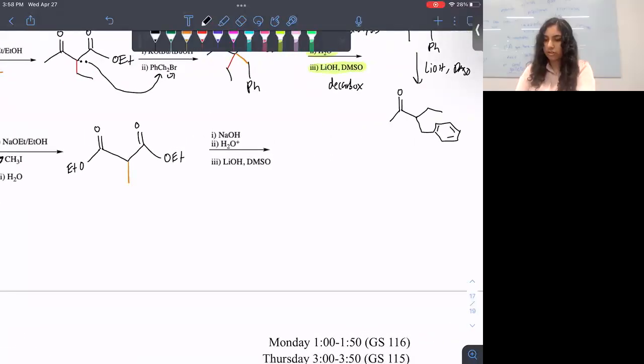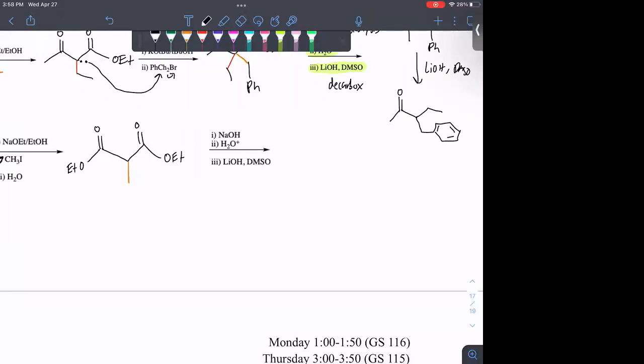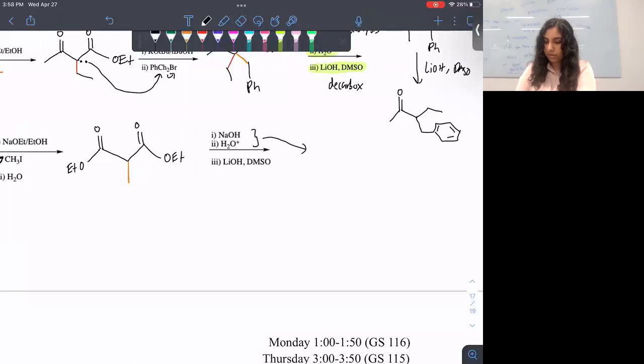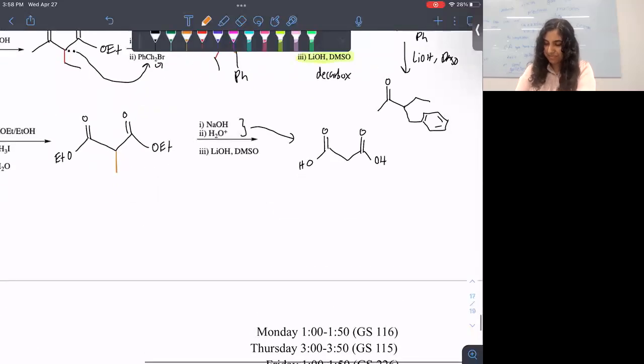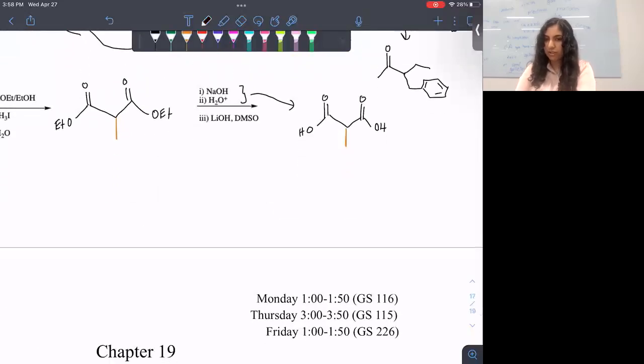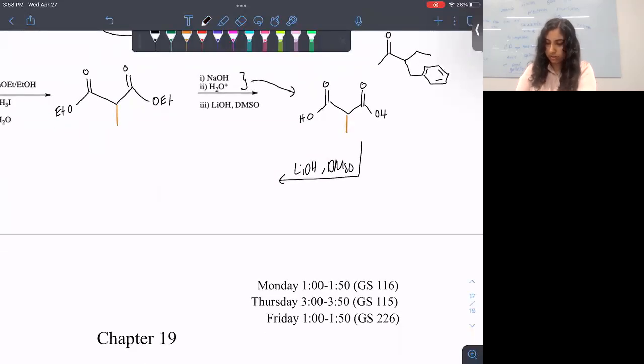And then we're not doing a second addition this time. So we go straight to decarboxylation. So after the first step, the esters get turned into carboxylic acids. After the second step with the lithium hydroxide, it gets decarboxylated, but only one of the carboxyls leaves. So let's say this one goes, and then you're left with a substituted carboxylic acid.